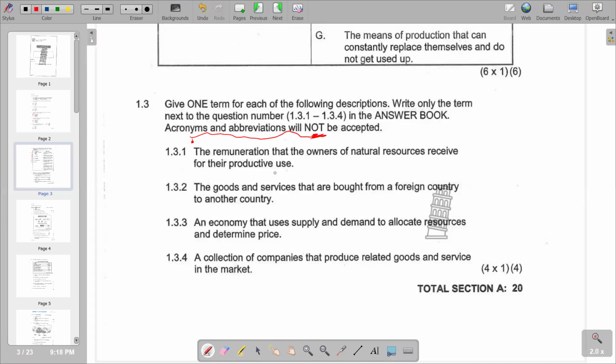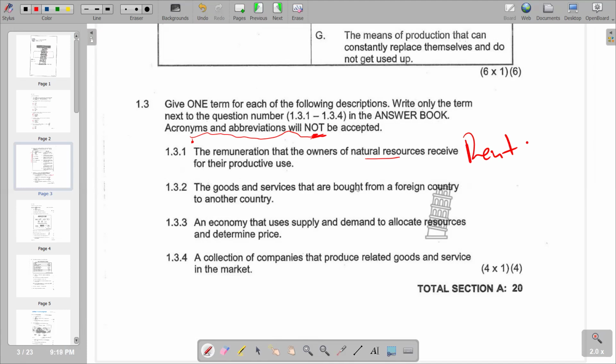Then 1.3.1, the remuneration that the owners of natural resources receive. So remember, on factors of production, we have land, labor, capital, and entrepreneurship. And obviously, natural resources fall under land, and the factor income that we have under land is the remuneration that we are looking for. So we have rent as the factor income for land. So obviously, rent is the appropriate term that we are going to have there. So you are adding rent.